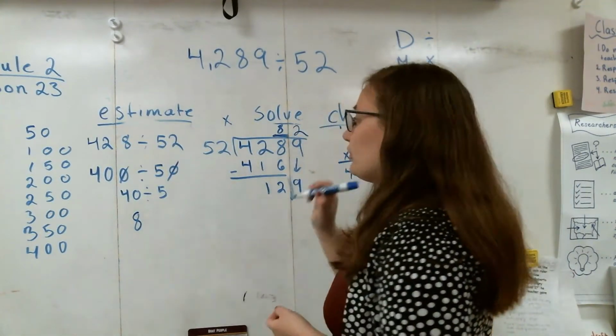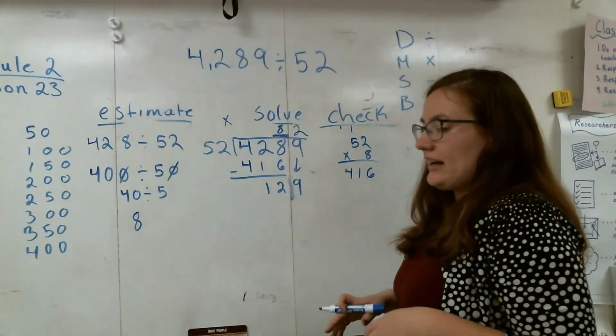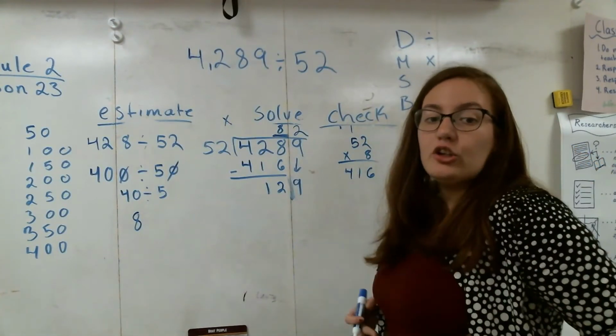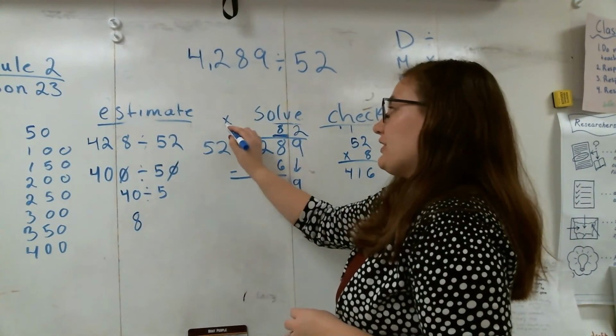So I'm going to put a 2 up here using that number sense. I'm not going to use the estimate step right now because I'm just estimating in my head using my number sense to help me out. So then I'm going to solve for 52 times 2.